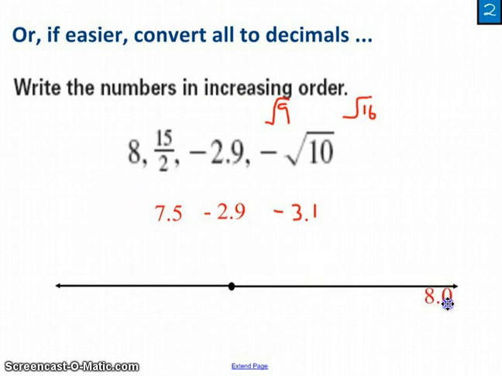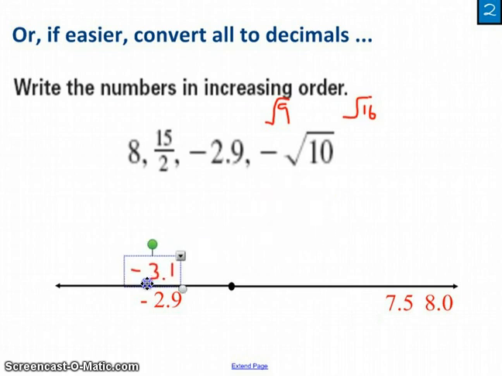8 goes all the way to the right. 7.5 goes very close to it. Negative 2.9 belongs over here somewhere. And let's see if I can grab that and pull it together. Yeah, negative 3.1 belongs furthest to the left. Now I ought to change these to match what I'd originally had. That's 8. That's 15 halves. And this is negative square root of 10.